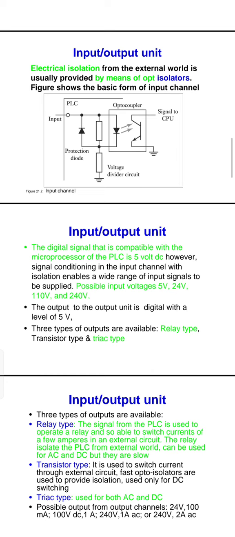Transistor: it is used to switch the circuit to the external circuit. Opto-isolators are used to provide isolation and are used for DC switching. Triac is used for both AC and DC. The possible output ratings from the output channels are 240 V and 100 mA, and 2 amperes AC.